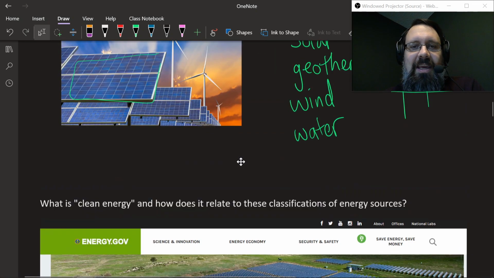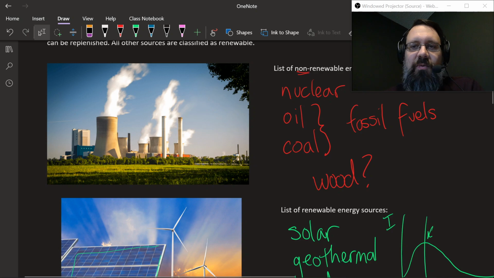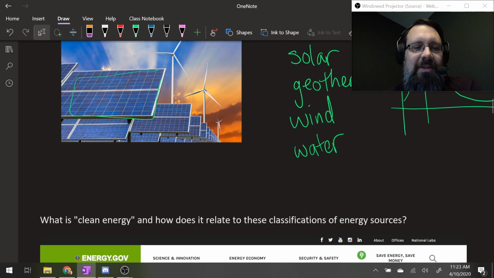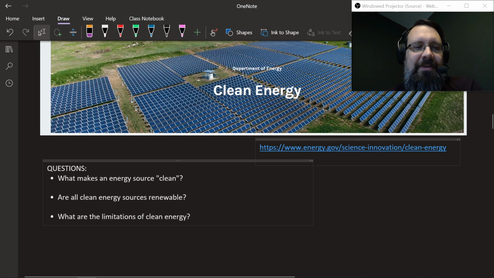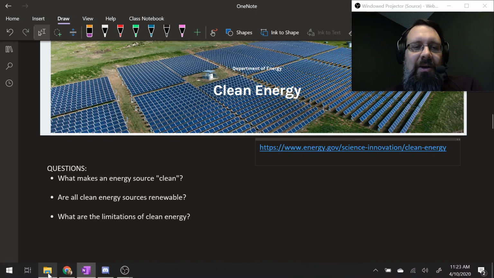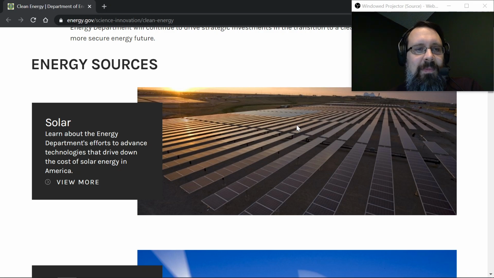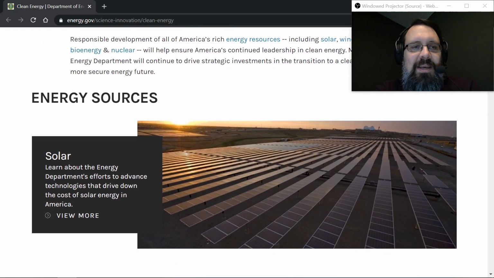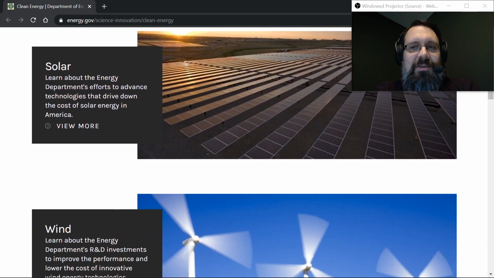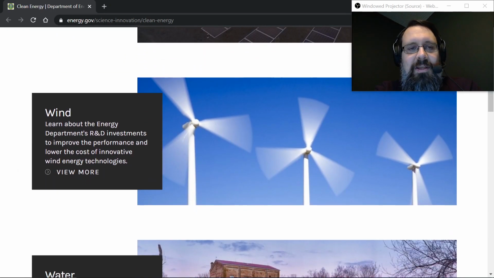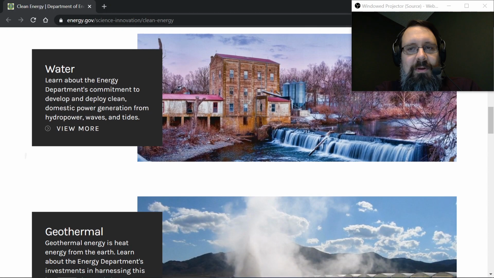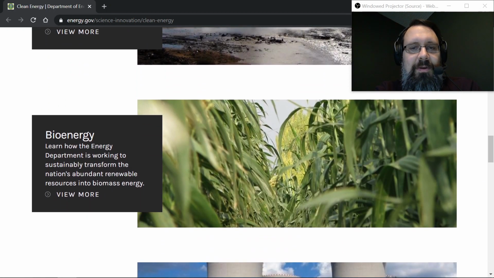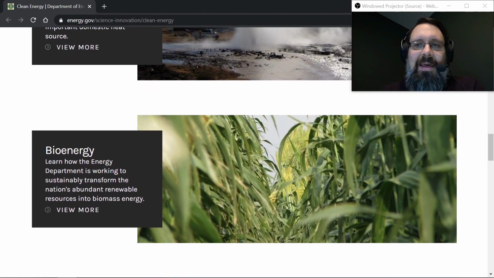So given what we just talked about in terms of which were non-renewable and which were renewable, let's take a look at these lists and think about this. What makes something clean? Are all clean energy sources renewable? And what are the limitations of clean energy? All right, so here is what the US government's website is classifying as clean energy. So solar, obviously. Then we got wind. There's water, geothermal, bioenergy. We didn't actually get that on our list, did we?